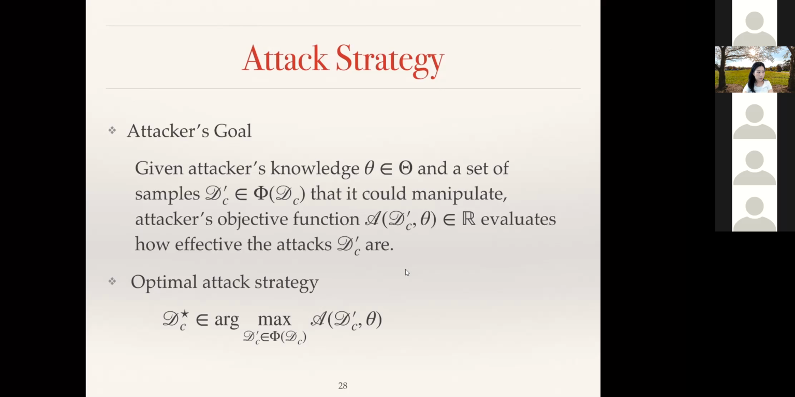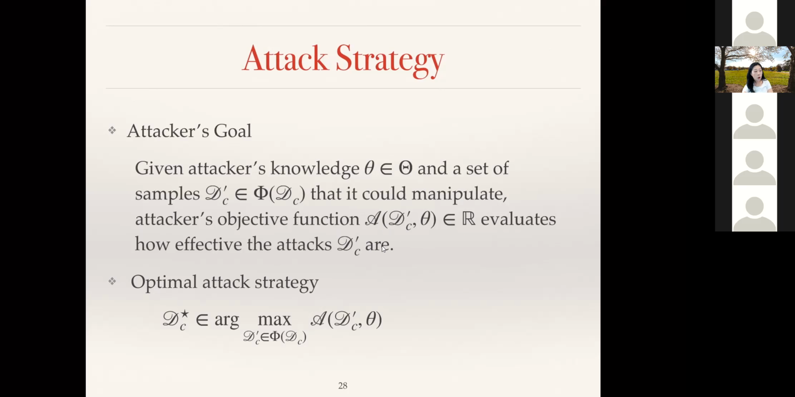A just means this is the objective function of the attacker. So they were using A, it's just easier to understand. And DC prime is just the manipulated examples after manipulation. And theta is just the attacker's knowledge. So apparently the objective function will depend not only on the manipulated examples, but also on the attacker's knowledge.